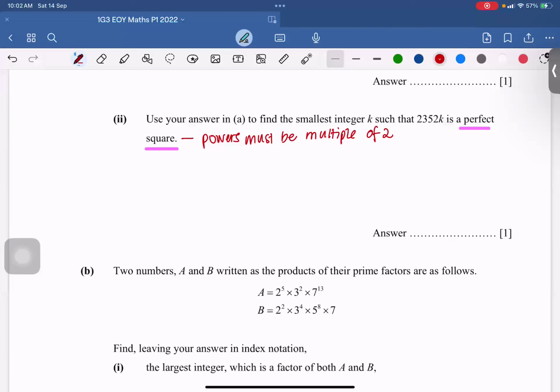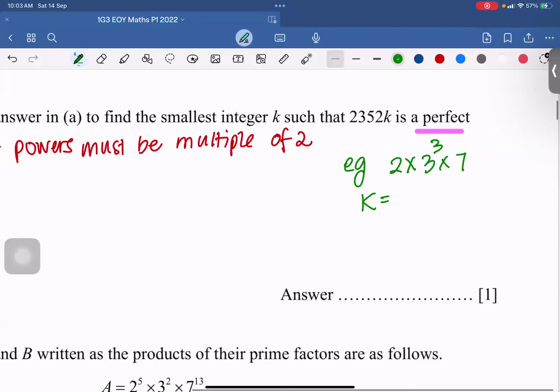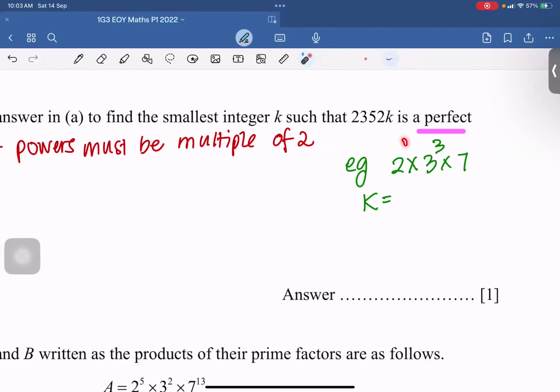Most students should be able to do this kind of question. Let me give you an example. What do you mean by making it a multiple of 2? For example, if I have 2 times 3 cubed times 7, and I want to multiply by a number k to make all the powers multiples of 2, then I need to check which of these do not have a power that is a multiple of 2. This one is short of one more partner, so I multiply one more exact factor to it.